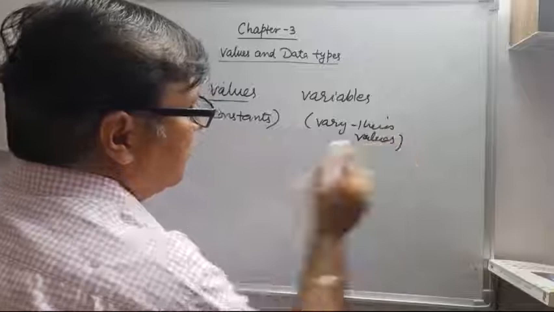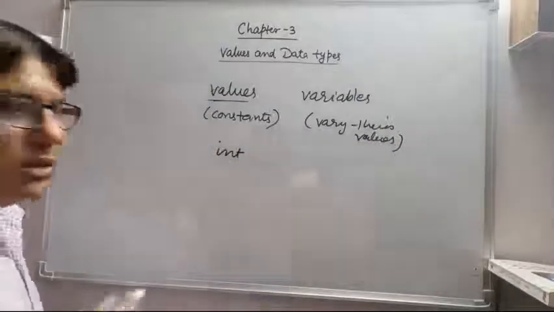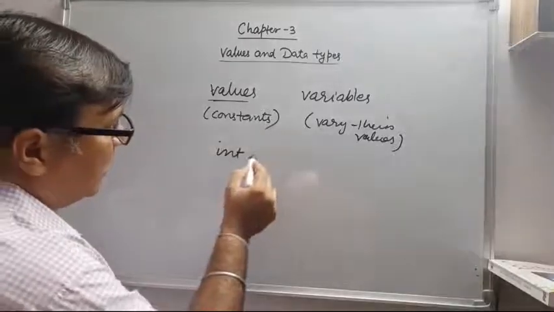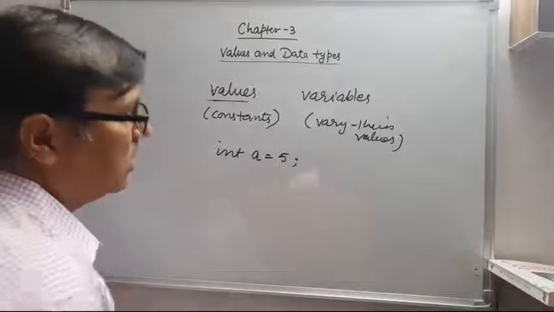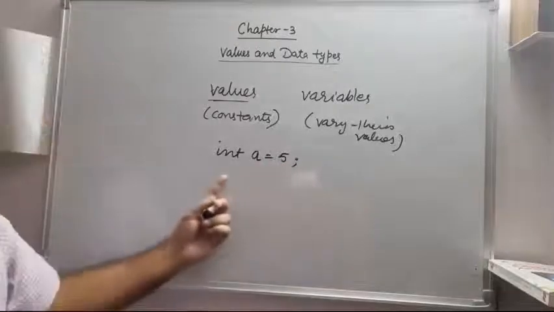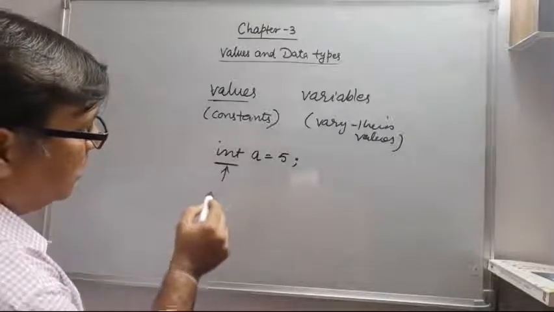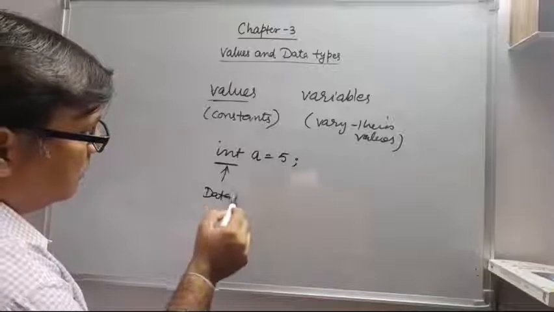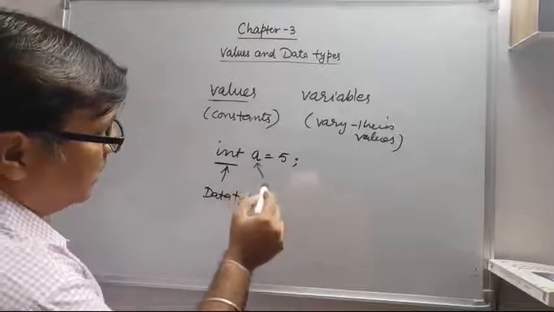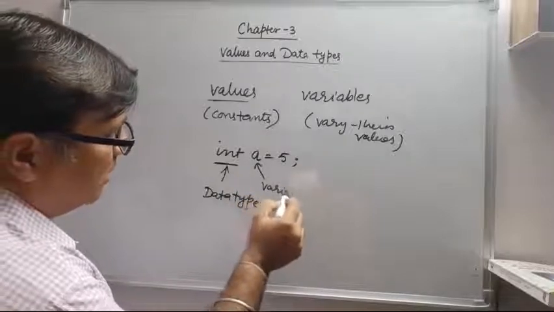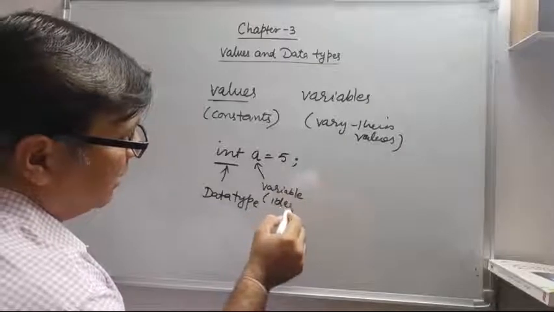values. Suppose for example, if we have learned some programming, and in this programming we usually write int a is equal to 5 semicolon. Now in this statement we can see that this is known as a data type. This a is known as a variable, or it is also called an identifier.